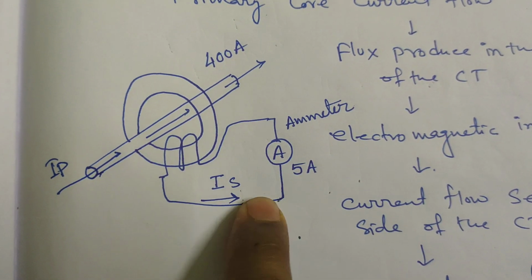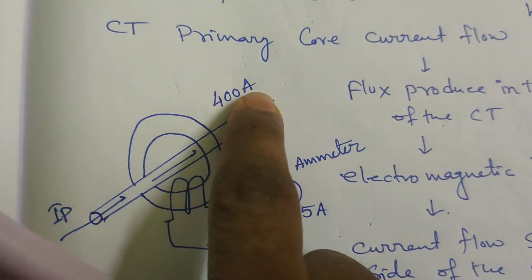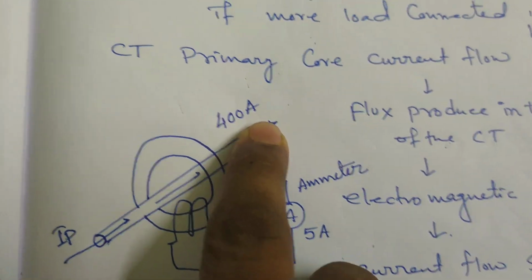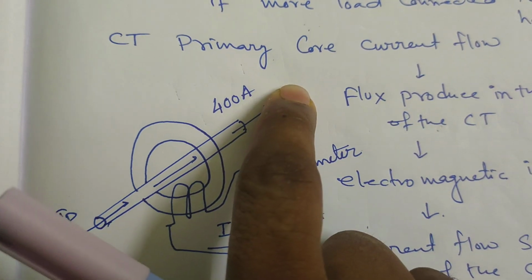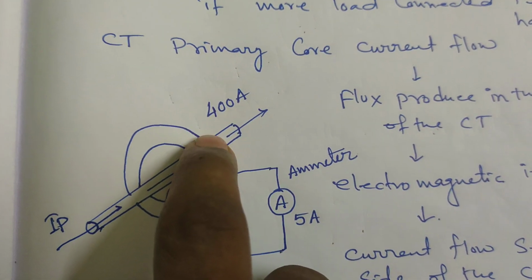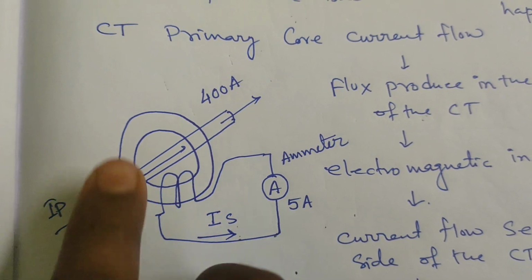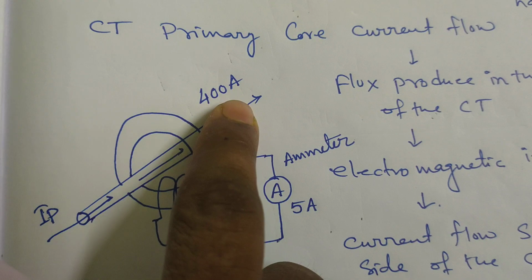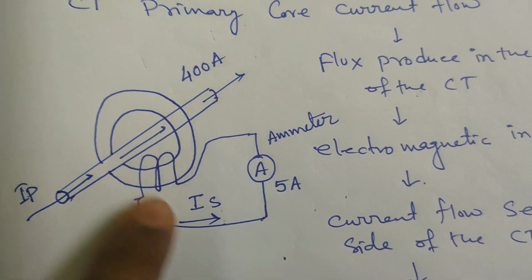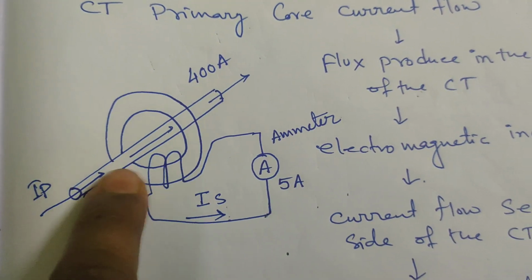So IS is the secondary current and IP is the primary current. Suppose we are considering a CT ratio of 400 by 5 ampere. If 400 ampere current flows from the primary side of the CT, the secondary current will be 5 ampere. If less current is flowing from the primary, less current will flow from the secondary side. Due to electromagnetic induction, the primary side current is induced to the secondary side, and the secondary current flows as per the primary current. So it is called the CT ratio.